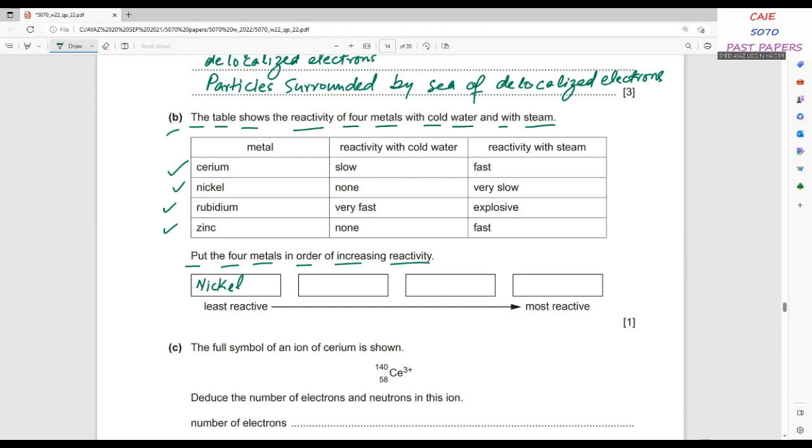And in the next box, you can have zinc because it's also not reacting with cold water, but it's reacting fast with steam. So you'll write zinc here. Now we are left with cerium and rubidium. Cerium is reacting slowly with cold water, but rubidium is reacting very fast. So you must have cerium, and in the end, you will get rubidium. So this will be the final order.